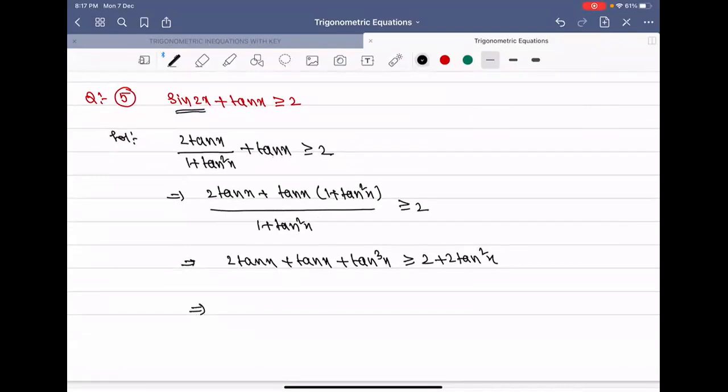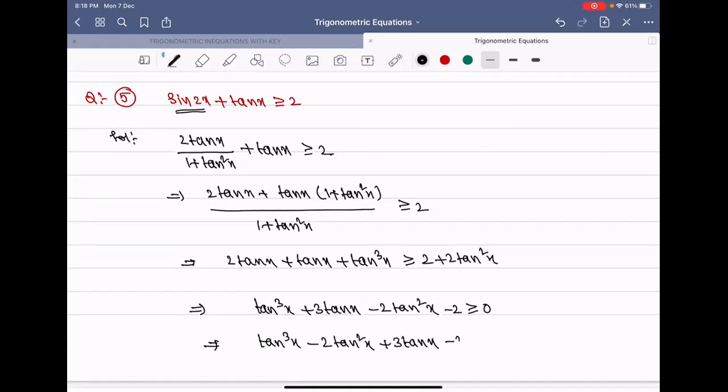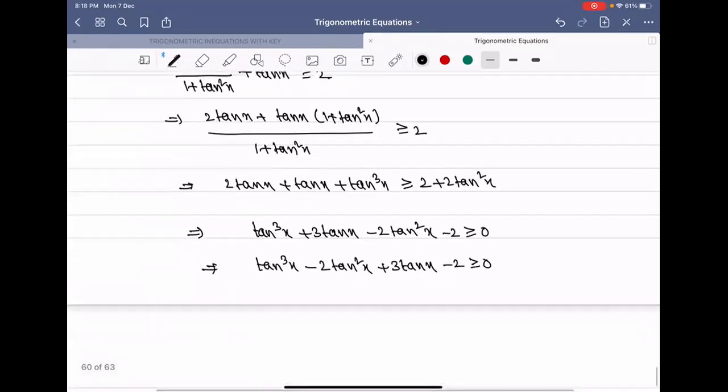Now this is tan cube x, 2 tan x plus tan x, that is 3 tan x. You take the total thing from the right hand side to the left hand side: 2 tan square x minus 2 is greater than or equal to 0. Clear? You write in order: tan cube x minus 2 tan square x plus 3 tan x minus 2 is greater than or equal to 0.